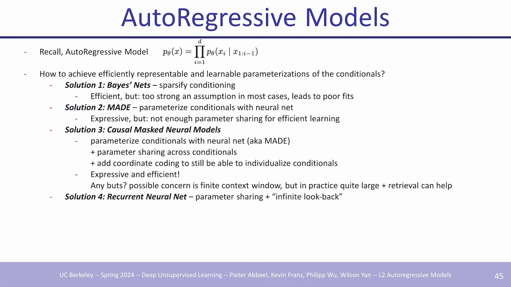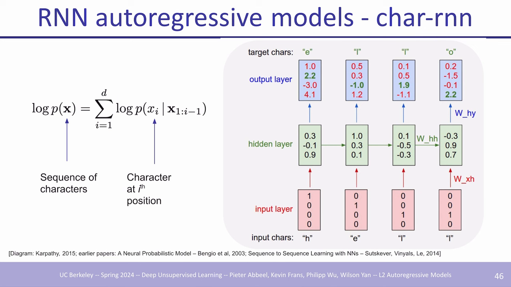If you're conceptually bothered by that, maybe it's good to be bothered by it, you could think of recurrent neural nets as an alternative solution. So they can do infinite look back in principle. What does it look like?